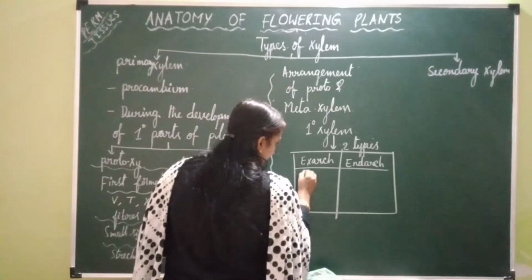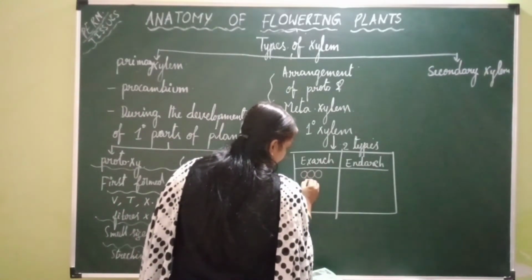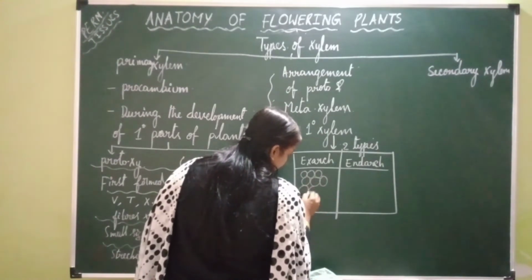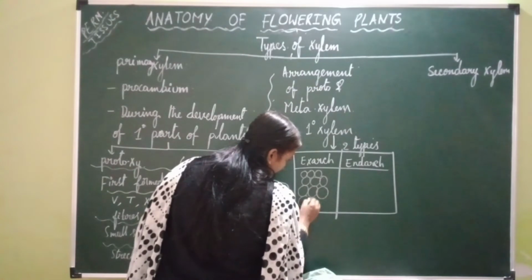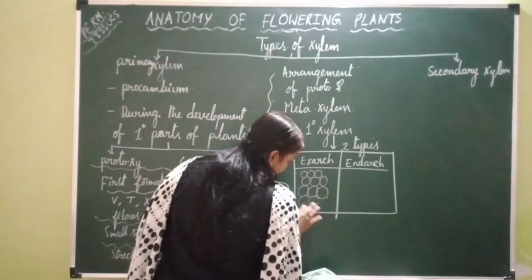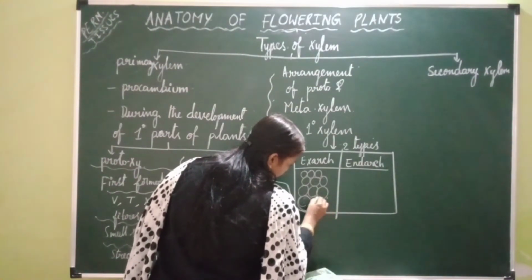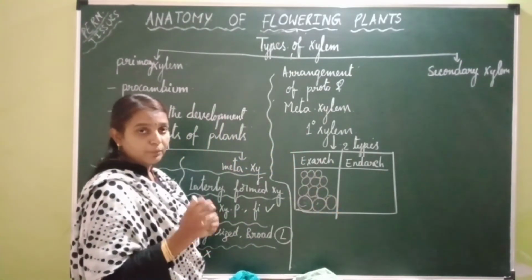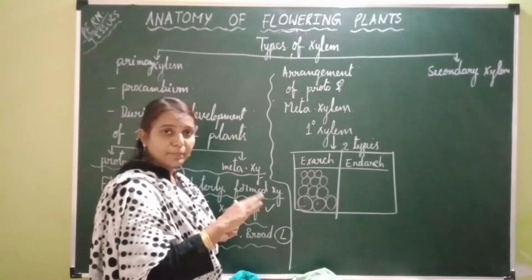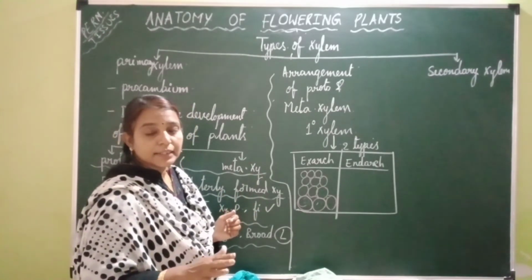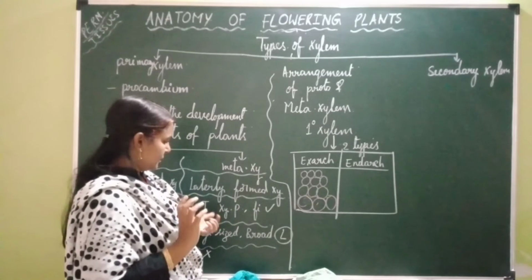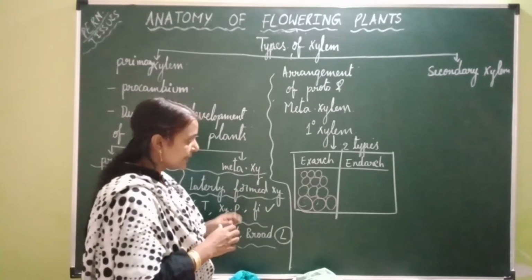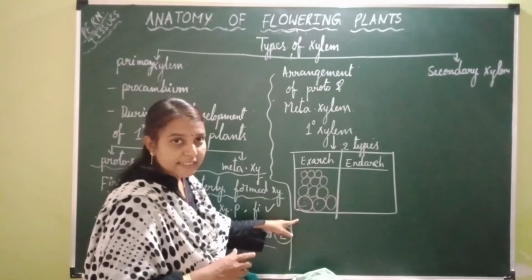So protoxylem elements, the first formed xylem elements, are towards the outer side, whereas metaxylem elements are towards the inner side. Metaxylem, large sized xylem elements, are towards the inner side. So if protoxylem is towards periphery and metaxylem is towards center, that is called exarch type of primary xylem. So here the development of primary xylem is taking place from periphery towards center.